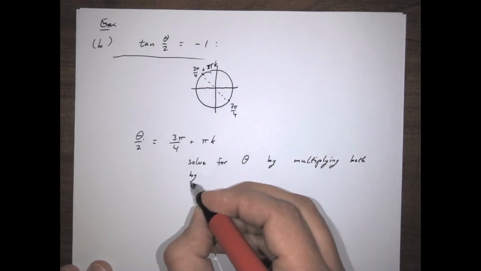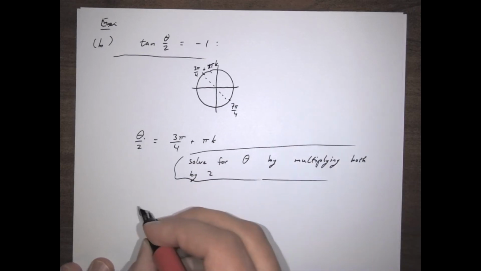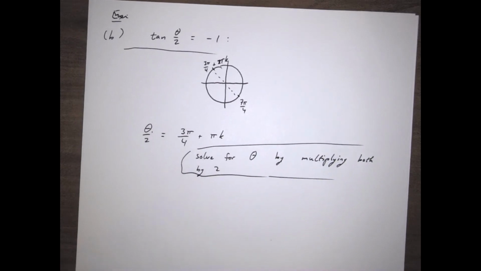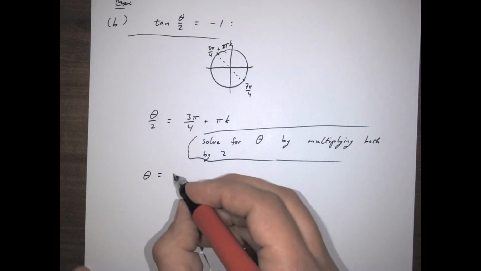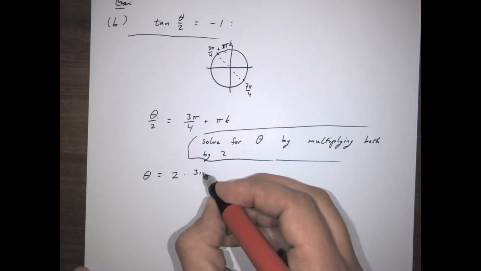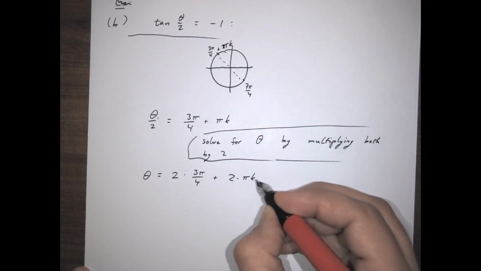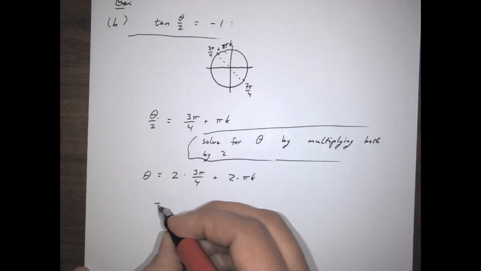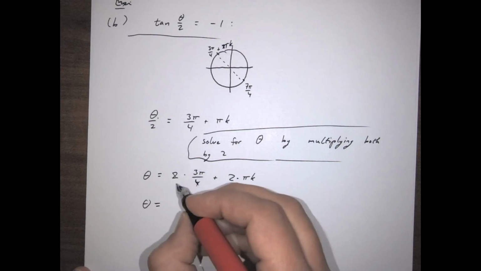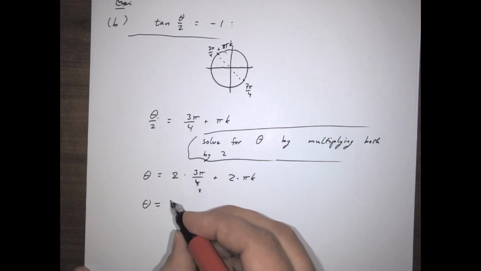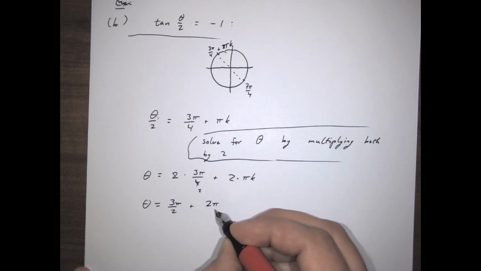Multiplying both sides by 2. So just as when it was 2 theta, we multiplied by 1/2, if it's theta over 2, we just multiply by 2, and that gives us the theta on this side. And it's going to be 2 times 3 pi over 4, plus 2 pi k. And so that's going to equal, well, these reduce a little bit. So the 2 cancels. 3 pi over 2 plus 2 pi k.